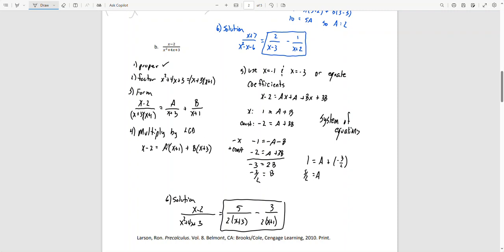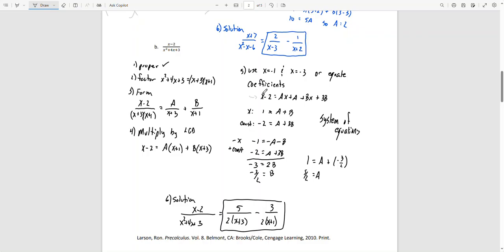Now, still in step 4, I would do this particular step. We could use x equals -1 and x equals -3 and find our coefficients like we did up here in blue. But I'm going to show you the other method. The other method is to expand this side: a times x, a times 1, b times x, b times 3. So we'll have x minus 2 equals ax plus a plus bx plus 3b.